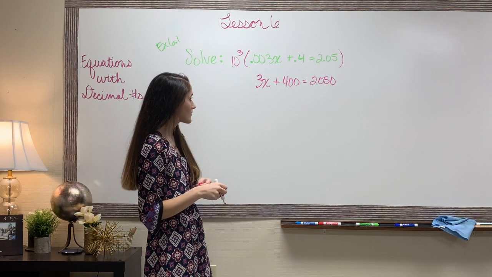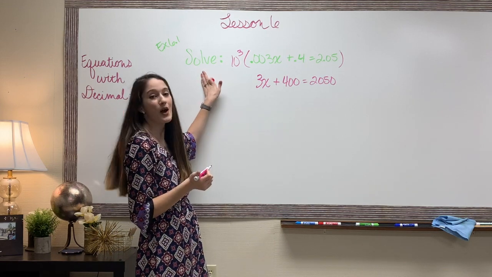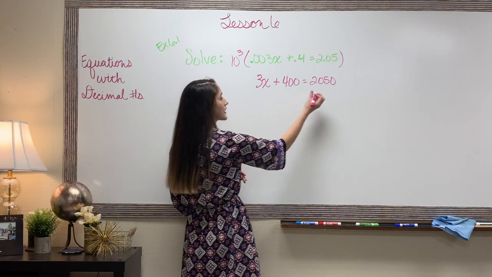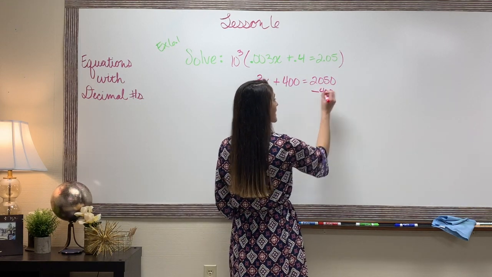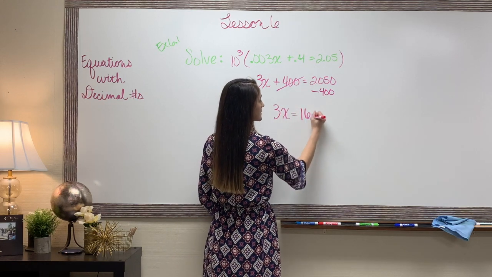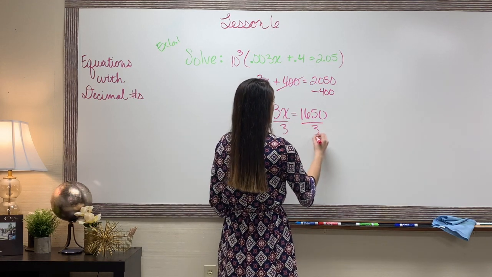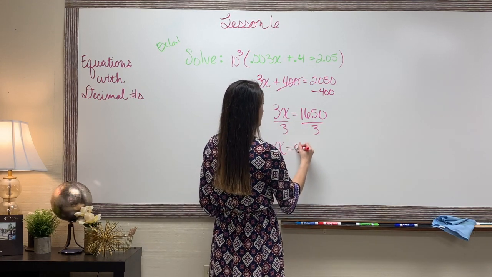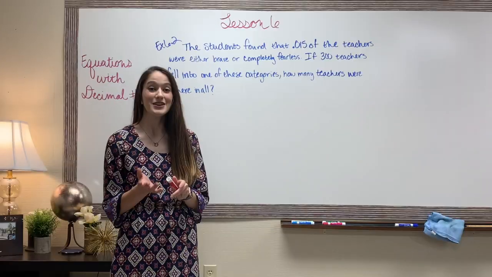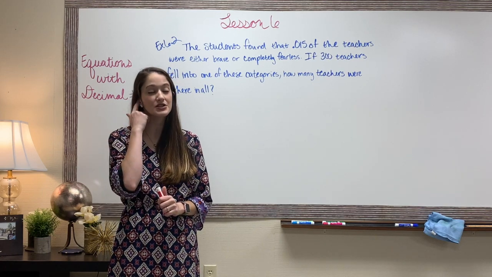2050. Okay, now that we've done this, we're not done. We just got rid of our decimal. The problem still wants us to solve, so we still need to get x by itself. So I'm going to move the 400 by subtracting, change side, change sign, and now we have 3x equals 1650. And now we're going to divide by 3. And x is going to equal 550. And we're done.